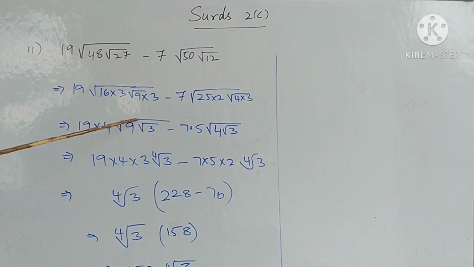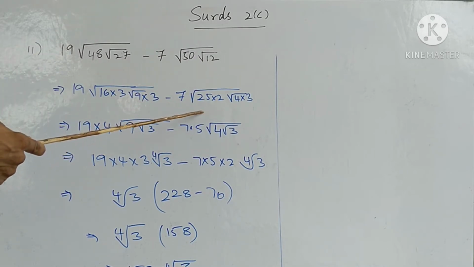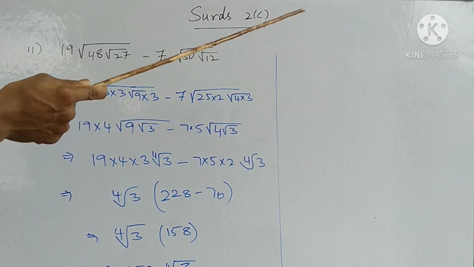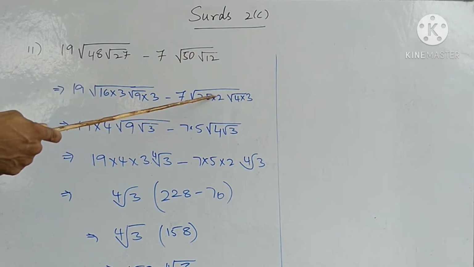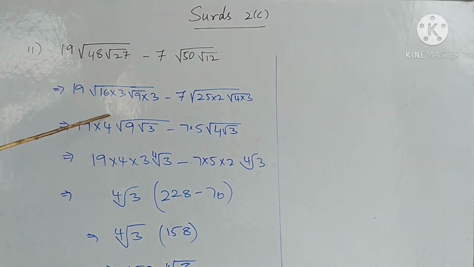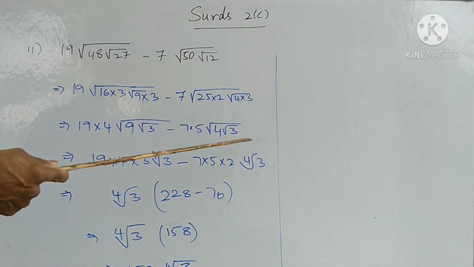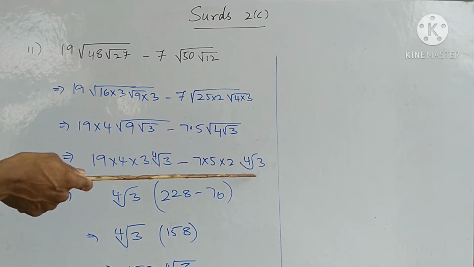Under root of 9 into under root of 3 minus 7 into here under root of 25 is 5. So into square root of 2 into here root 4 is 2. 2 2 is a 4. 4 into root 3. So that is equals to 19 into 4 into here 3 3 is a 9. Square root of 3 square is 3 into here under root 3 is fourth root of 3, minus 7 into 5 into under root of 4 is 2. Under root of under root of 3 is fourth root of 3.